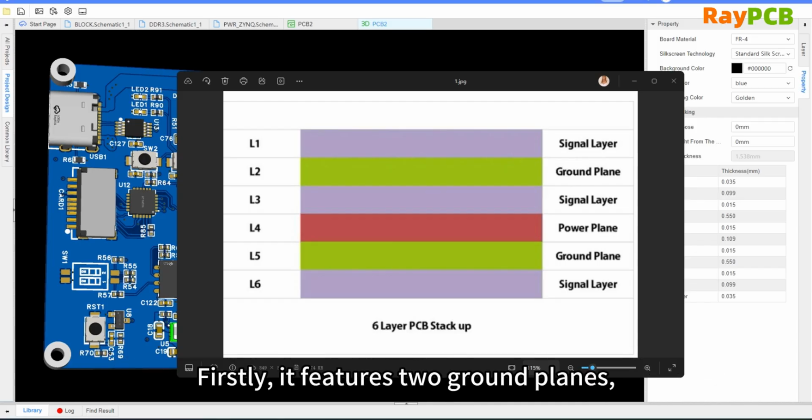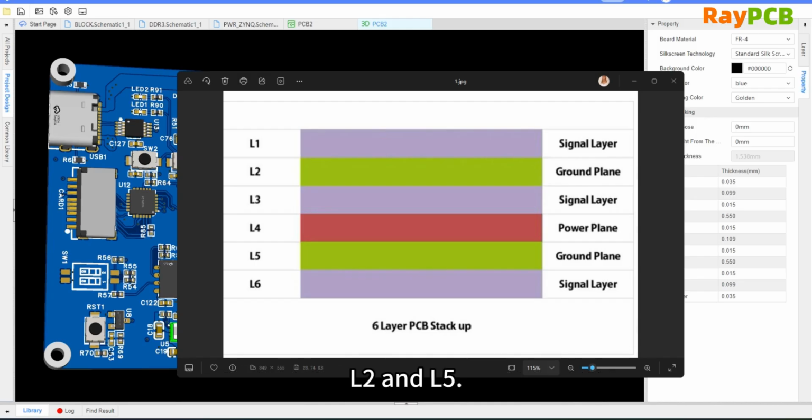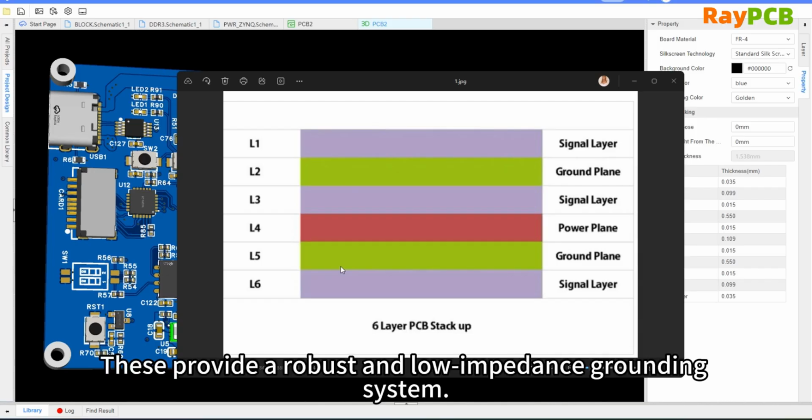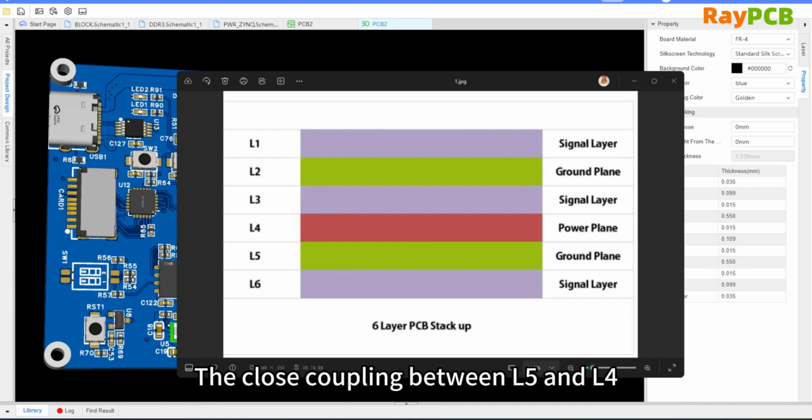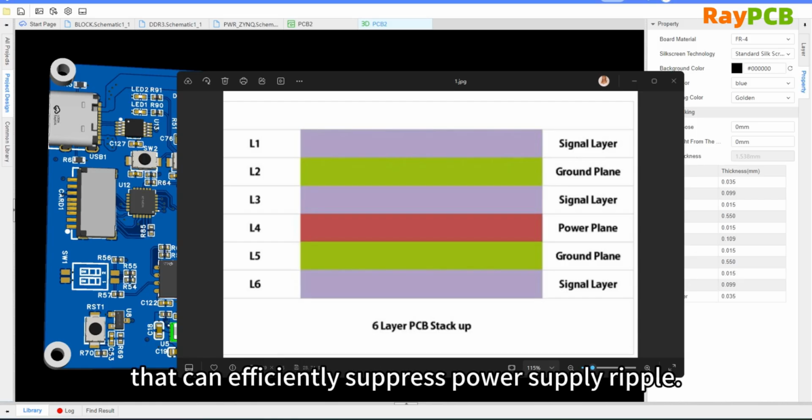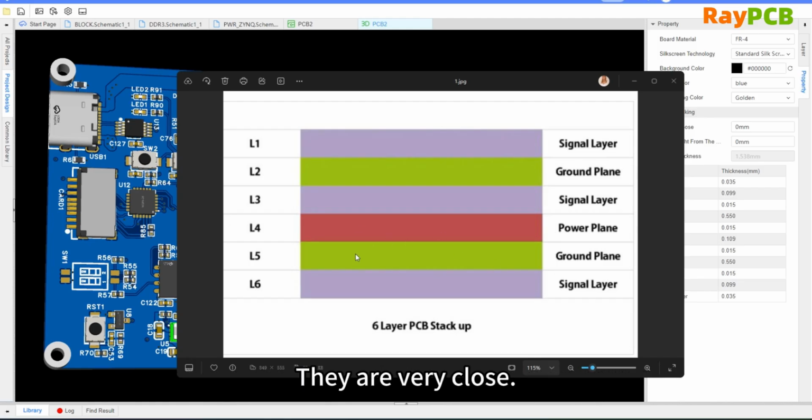First, it has two distinct ground planes, specifically layers L2 and L5, which are designed to provide a robust and exceptionally low impedance grounding system. Additionally, there is a crucial core power plane, designated as L4. This is the main power plane. The key sandwich structure: the tight coupling between L5 and L4 forms a powerful decoupling capacitor. It's like a huge supercapacitor that can efficiently suppress power noise. It's these two layers, they are extremely close to each other.